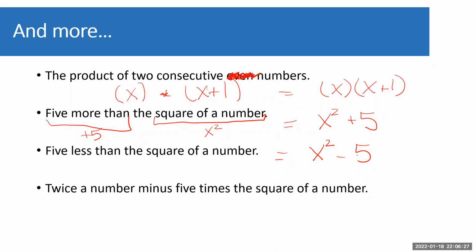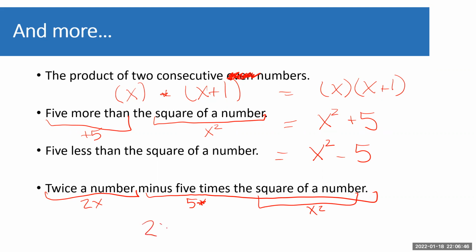Now, a more complicated example. Twice a number, so 2x, minus 5 times the square of a number. So 5 times is 5 times something, and the square of a number is x squared. So twice a number is going to be 2x minus 5 times x squared. Here's our 5 times the square of x, and 2x minus that, because we had the minus there. Again, pause this if you need to and make sense of it.